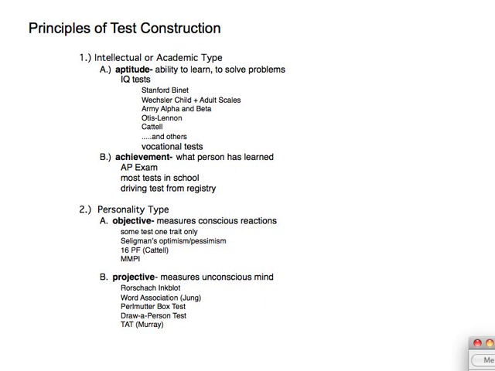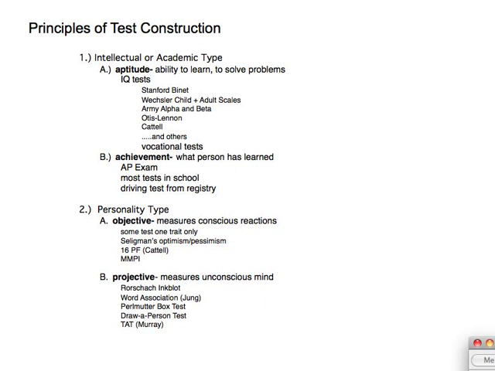Vocational tests. You may have taken a test at one point that was supposed to tell you which occupations you might enjoy or be good at. Those are predictive tests. Those are looking at the future, what is likely to happen, not what you already have learned.